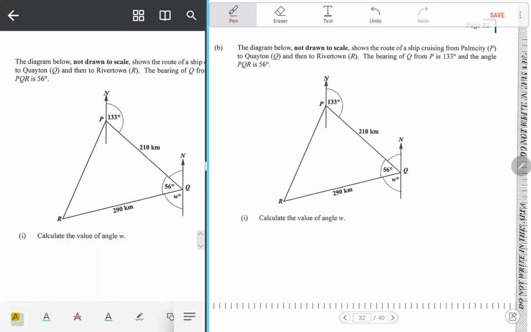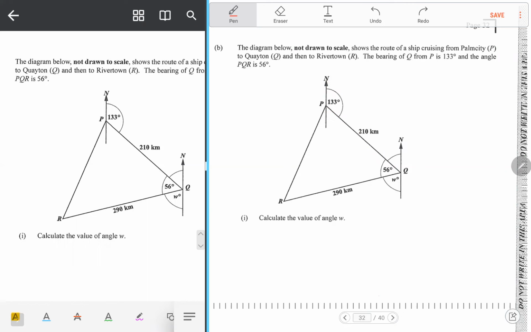So if you look at it, this is the north line right here, and you have to turn to the right 133 degrees at the from position P to face Q. That's why the angle there is the bearing angle 133 degrees. Some questions they'll tell you to show the angle instead of putting it on the diagram for you. So that is on the diagram.